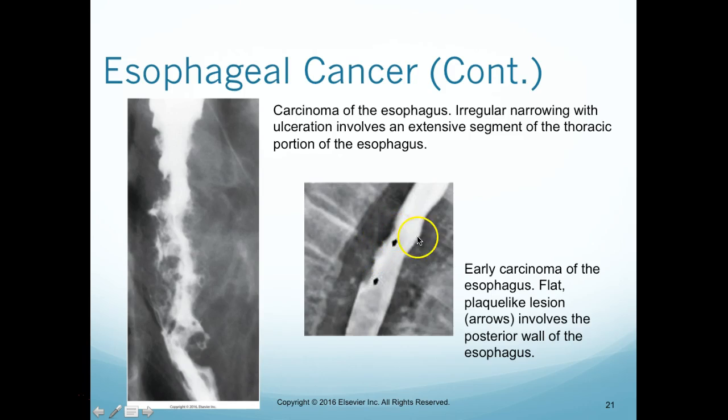So as you can see, this right here is a notch. It's fine. This is a notch. So these are what we'd call smooth. This right here, see how it's an irregular border and it's kind of eaten away. So this is a flat plaque-like lesion. This is a lesion that's just growing along the mucosa. So this is a cancerous lesion here. It's irregular in its borders. This is really irregular. This is a very bad, bad case.